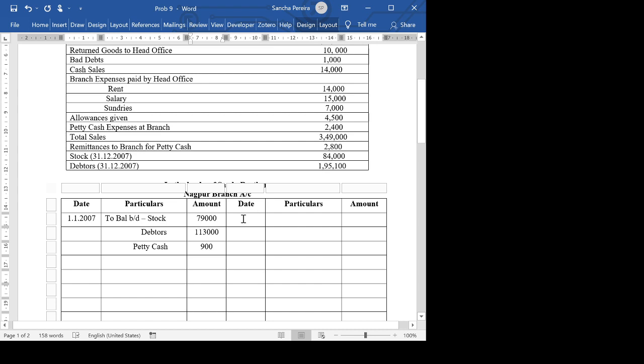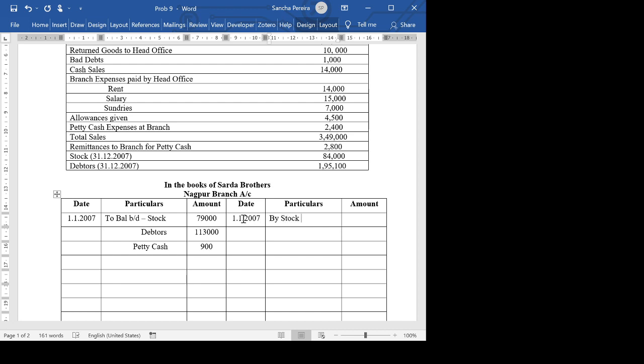Now on the stock, we need to calculate loading. So on the other side, January 2007, by stock reserve. On opening and closing stock, it's called stock reserve. This is loading.